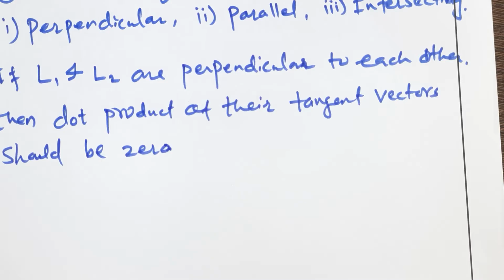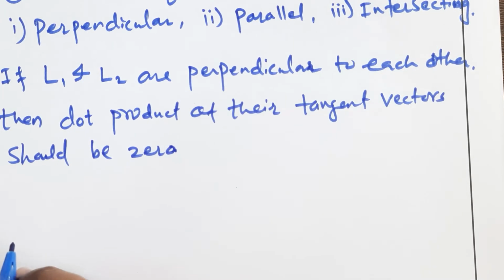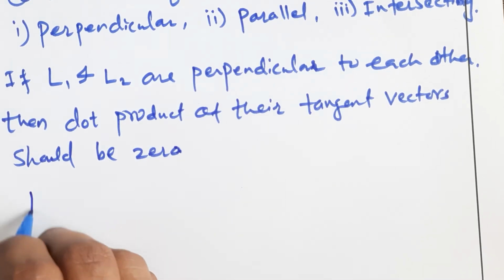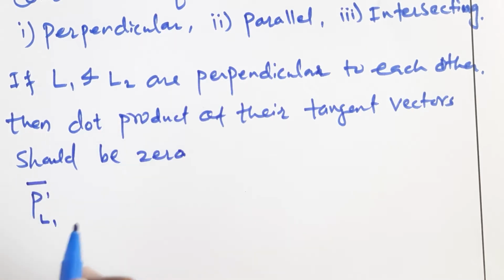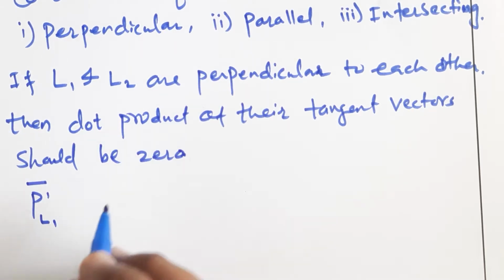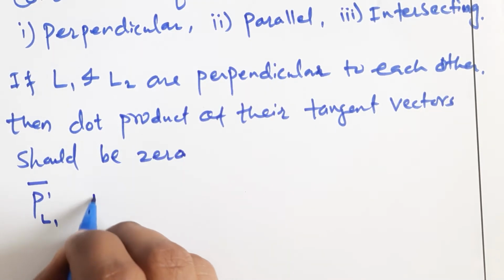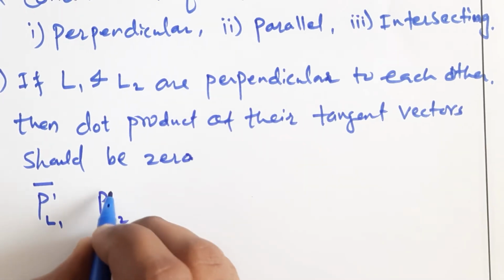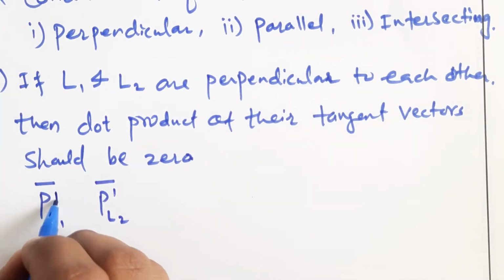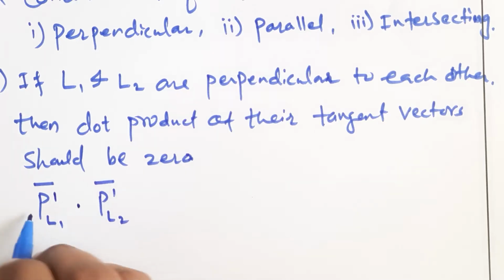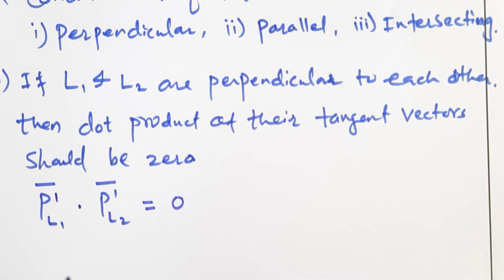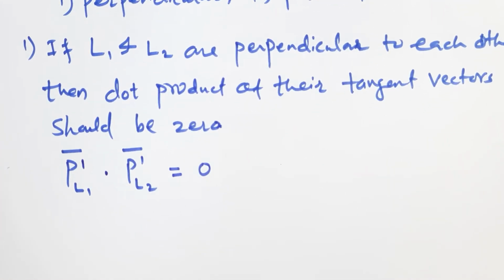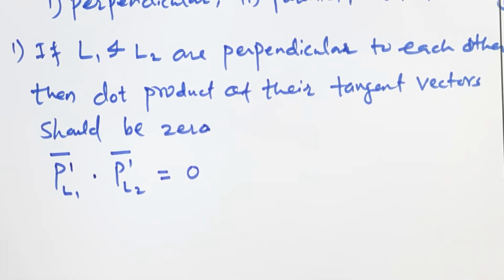Here the tangent vector is nothing but P L dash bar. For example, PL1 dash bar is the tangent vector of line L1 and PL2 dash bar is the tangent vector of the second line. So the dot product of these two tangent vectors should be 0. If this condition holds, then you can say that the lines are perpendicular.